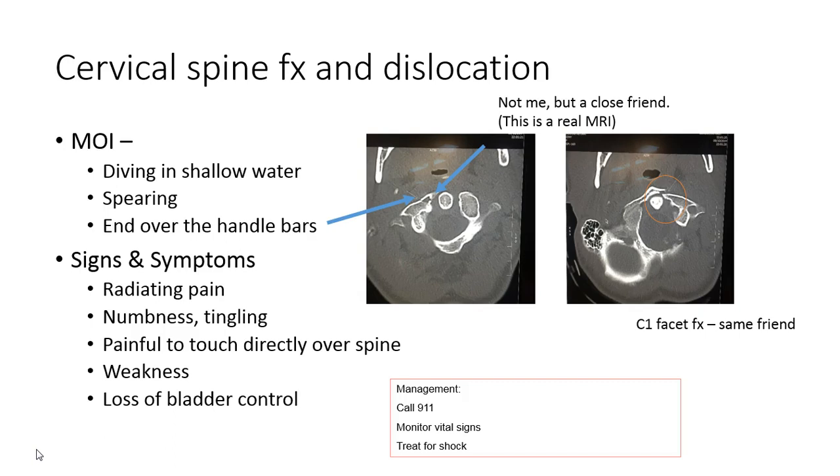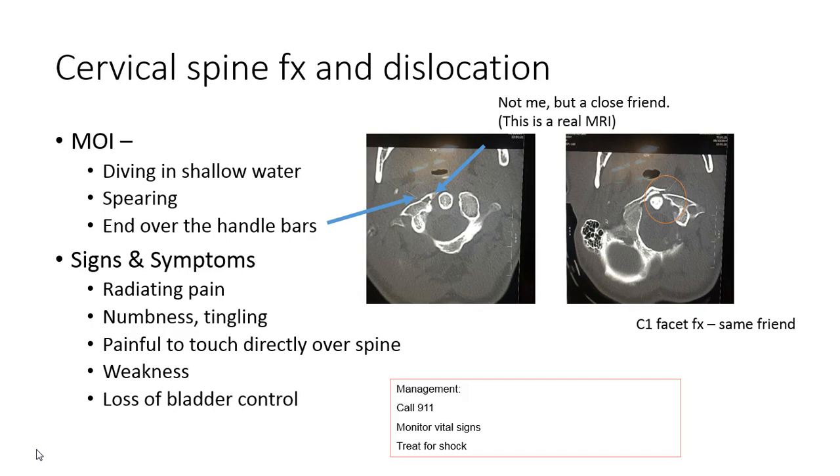If you look closely, you can see on the right picture where the fracture is, because there's a little circle with red under it, and you can see the dens sticking up from C2. So she was pretty lucky.